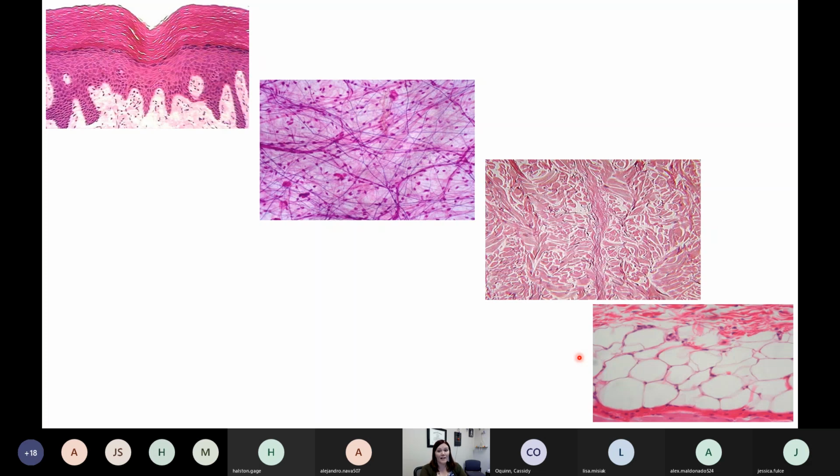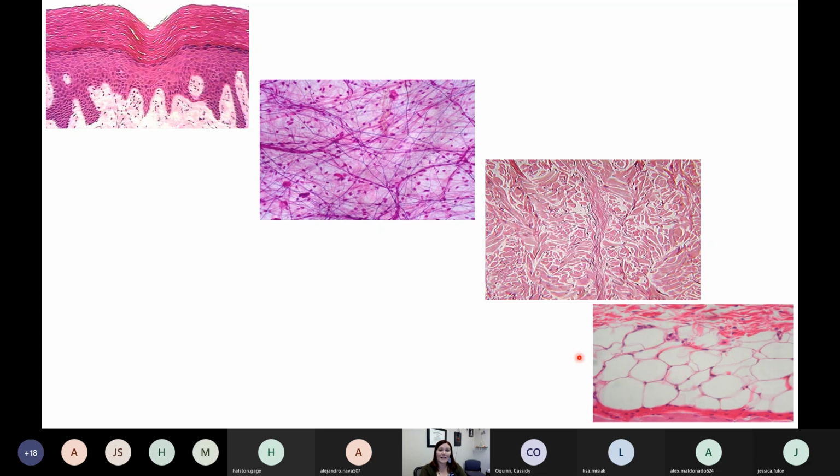For my Wednesday lab friends, make sure we're really good at identifying those. I think that my Monday lab friends can attest there are a lot of tissue questions on the exam. So identifying tissues, very important. These ones and our others as well.